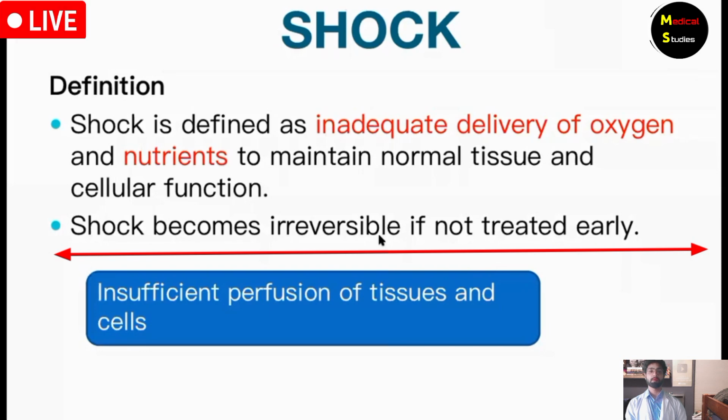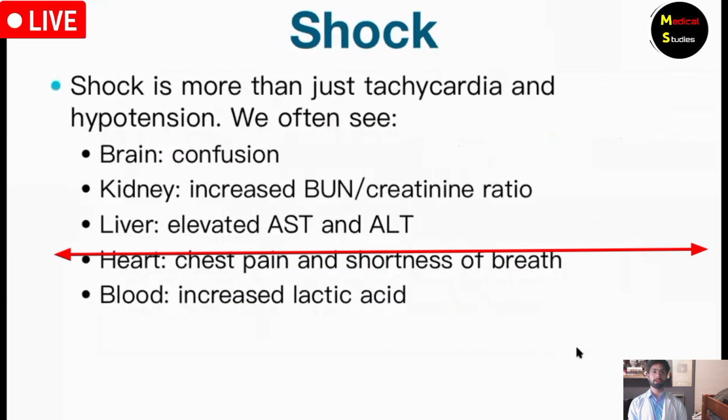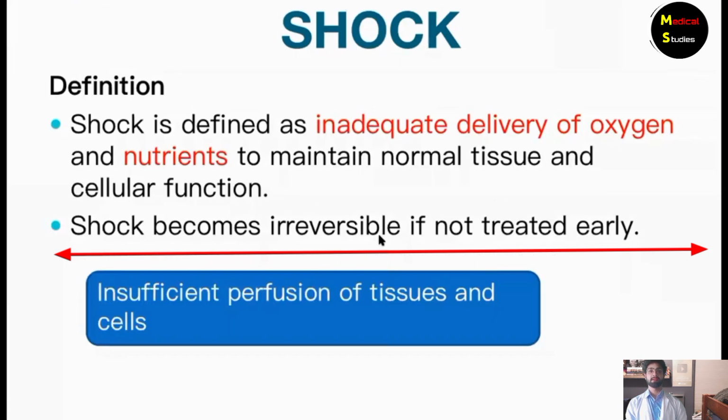There are different classifications of shock. One of the classifications of shock is compensated and decompensated shock. Now what do you understand by compensated? It means reversible. Compensated means reversible, and decompensated means probably it is irreversible. Okay, so the patient may come back again, but the majority of them may die because of different complications. So shock becomes irreversible if not treated early.